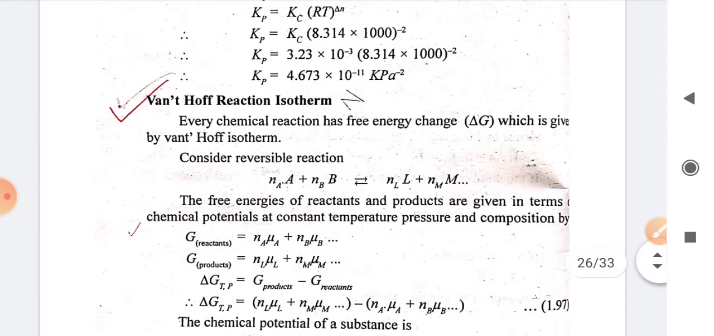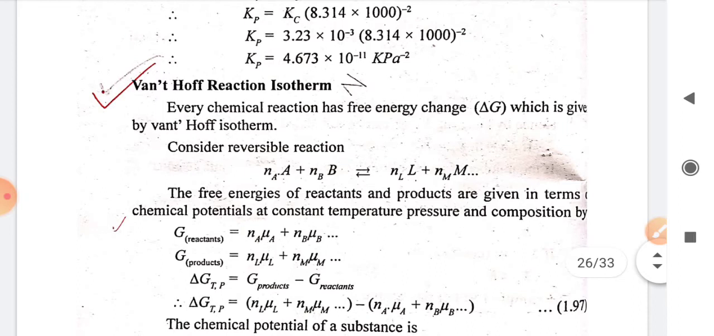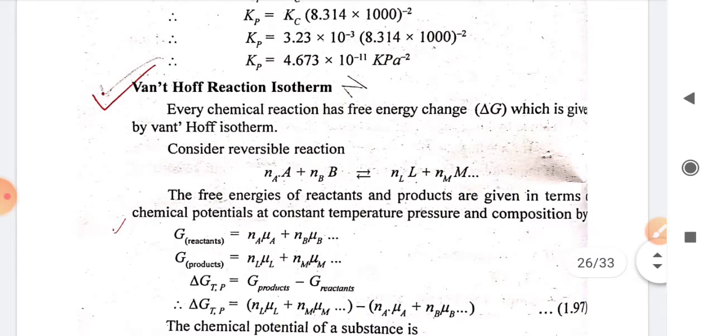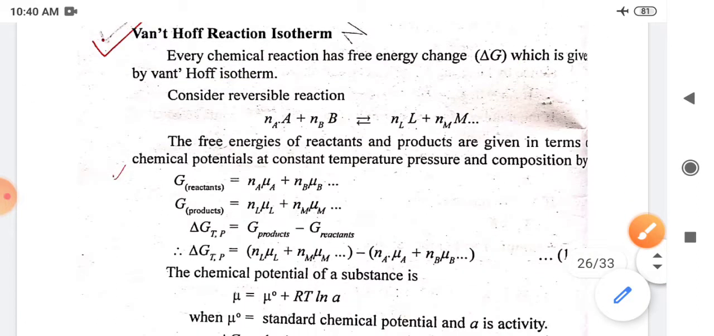Now the important part for our discussion is the van't Hoff reaction isotherm. As the name suggests, isotherm means at constant temperature. Every chemical reaction has a certain free energy change, which is given by this van't Hoff isotherm.